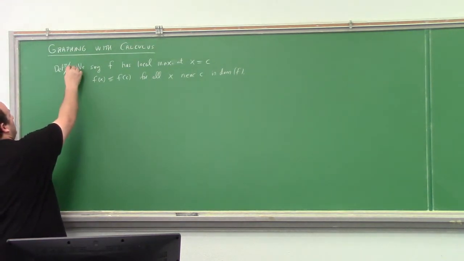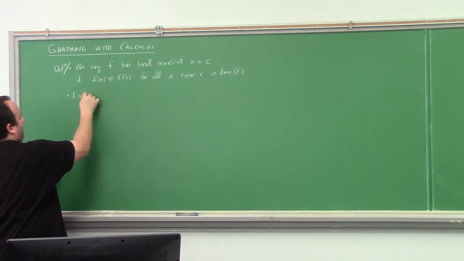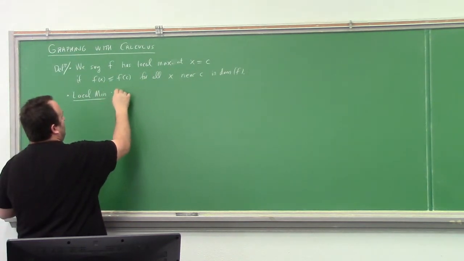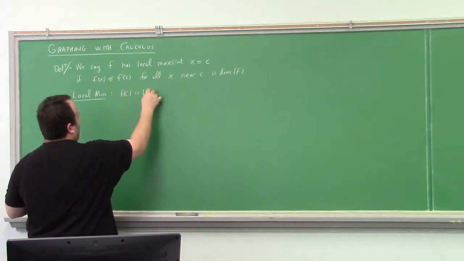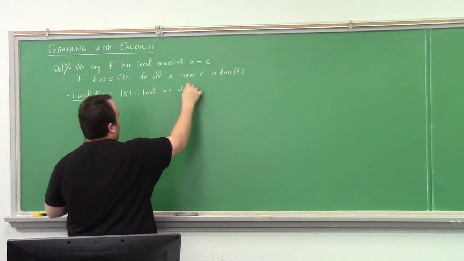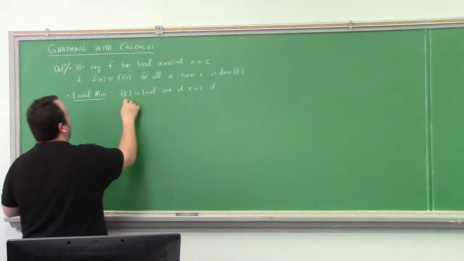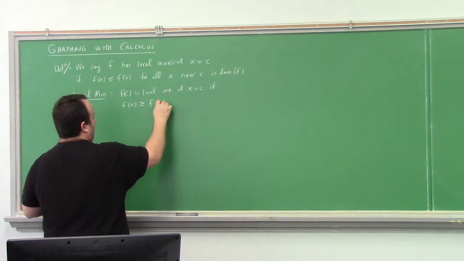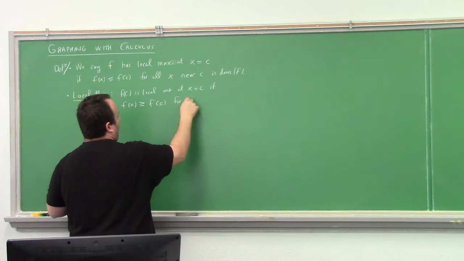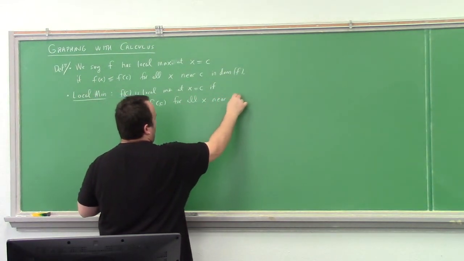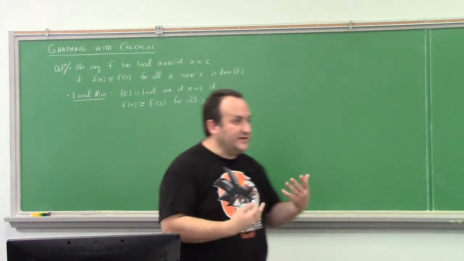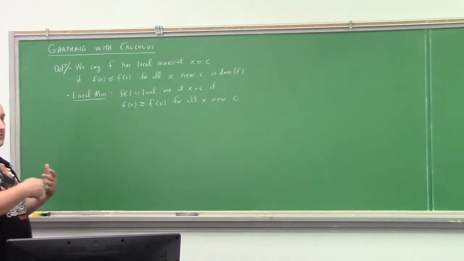And what would a local minimum be? Local minimum would be, say, f of c is a local minimum at x equals c if f of x is greater than or equal to f of c for all x near c. Now, it doesn't have to be for all x everywhere. It just has to be for x near the point, right? This is a local minimum or a local maximum, right?